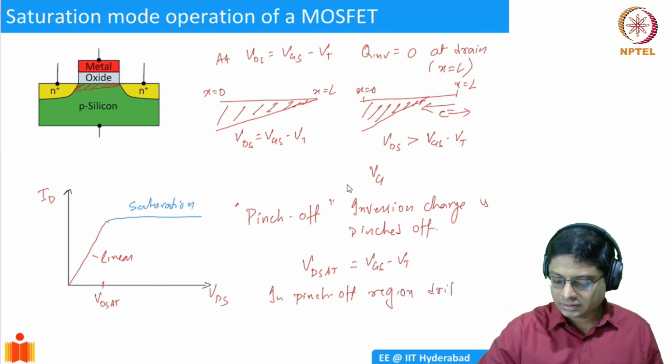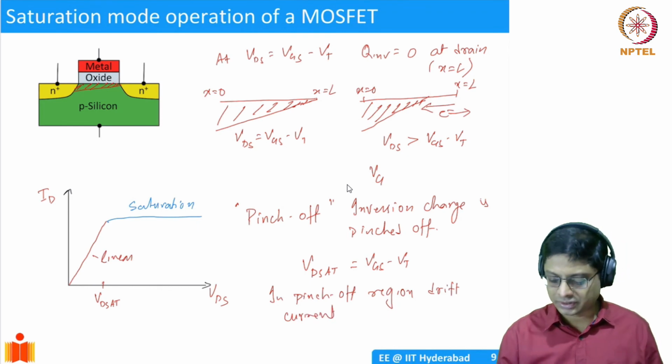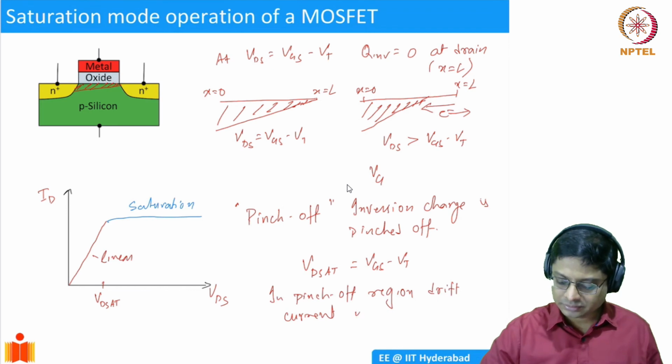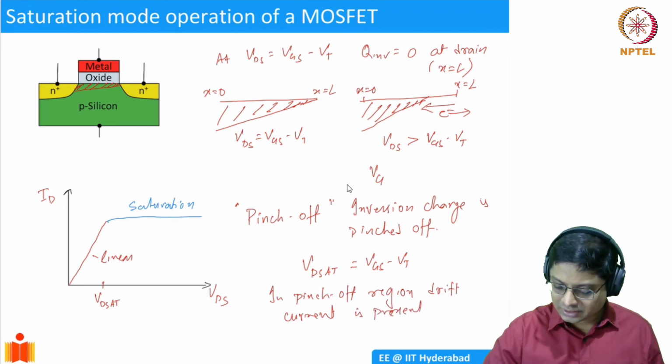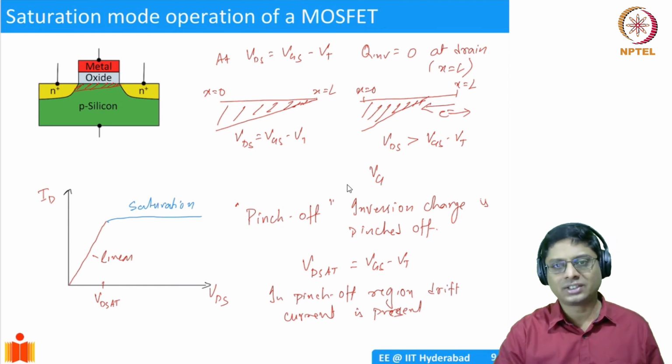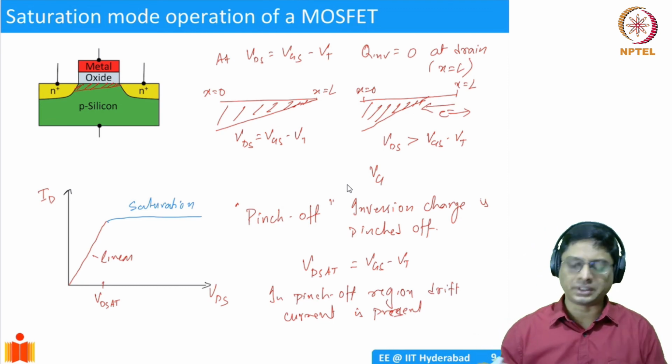drift current causes the carriers to go across that pinch off region. Okay, drift current is present. In fact, even in other cases, when you have current and inversion charge, it's still drift, because VDS is supplying the overall electric field, which will cause the carriers to go from the source to the drain.